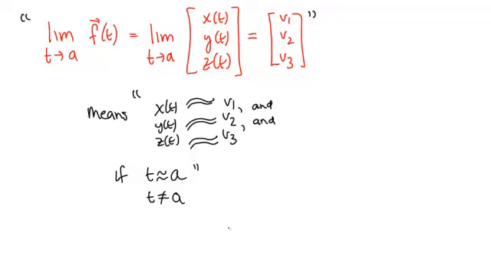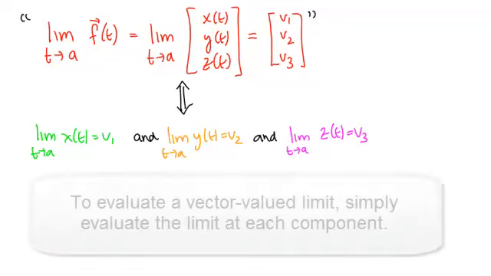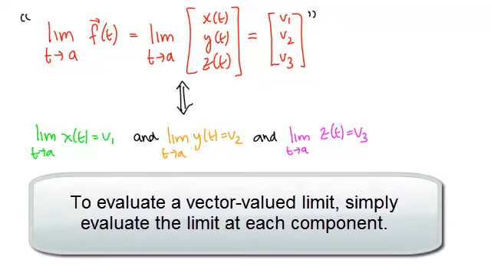We're going to say that the limit of a vector-valued function is the vector v1, v2, v3 if the limit of the first component matches the first component of the vector, the limit of the second component matches the second component, and the limit of the third component matches the third component. So a vector-valued limit is really just three smaller limits worked out, or two if you're in the plane.